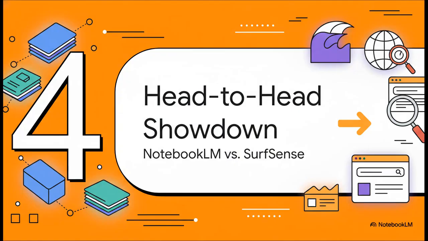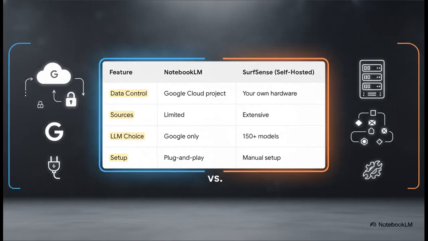All right, theory is great, but let's see them in a real matchup. Time for the head-to-head showdown, NotebookLM versus SurfSense. This chart really breaks it down. Let's run through it. Data control? With NotebookLM, your data's on Google's cloud. With SurfSense, it's on your own machine. Simple as that. Supported sources? NotebookLM is pretty limited. SurfSense is, well, it's massive. Think Jira, Slack, Discord, the whole nine yards. Choice of AI. You're stuck with Google's models on NotebookLM. SurfSense gives you over 150 to play with.